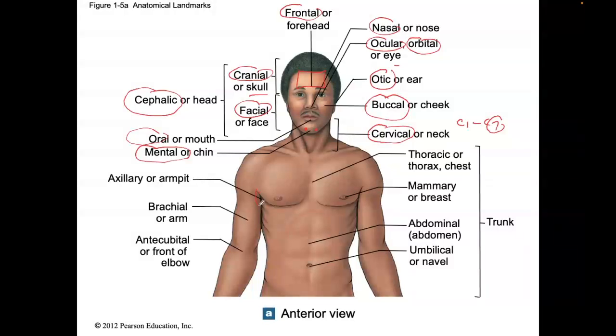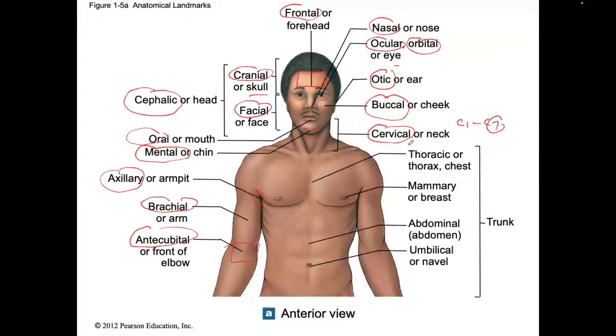The armpit is called axillary. So when we learn about the axillary artery, axillary vein, axillary nerve, axillary means armpit. Brachial means arm. So when we do muscles called the brachialis or biceps brachii, or brachioradialis, whenever you see brachium, it's referring to the arm. Antecubital is the front of the elbow.